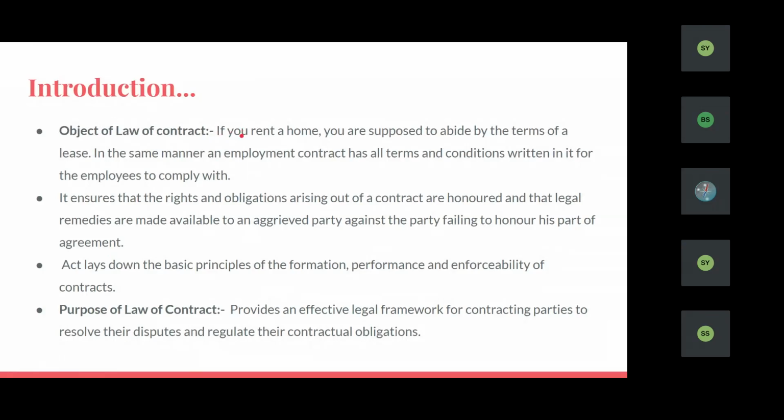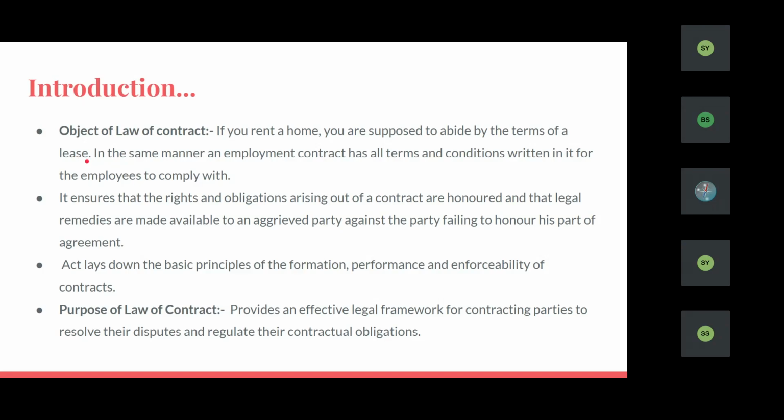Now, if you rent a home in Hyderabad, or anywhere, you are supposed to abide by the terms of a lease agreement, right? If you are taking a home, you are supposed to make an agreement. The landlord will sign you an agreement. Conditions will be put forth that you are supposed to pay so and so rent at so and so time, before so and so time, right? So many such conditions will be imposed there.